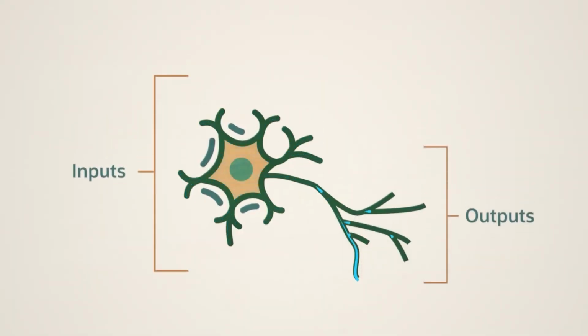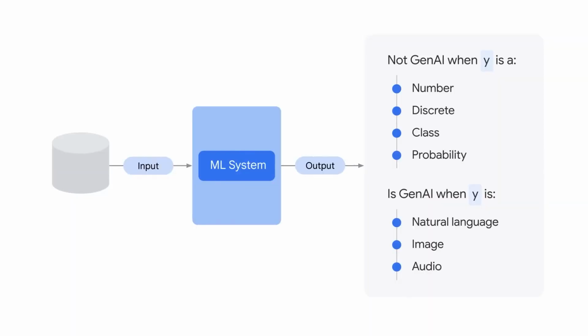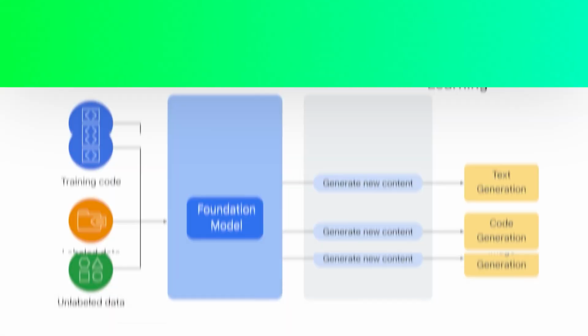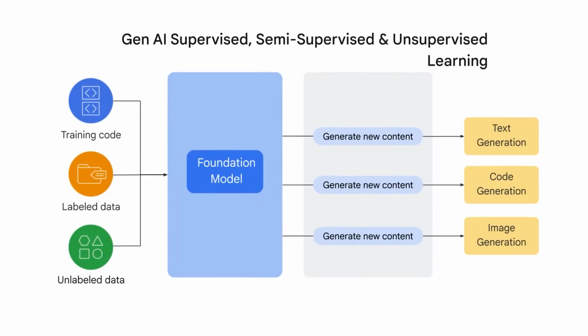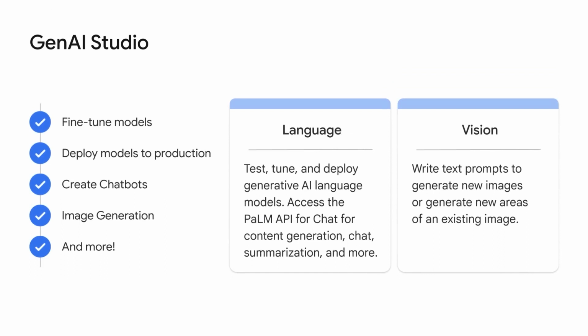So, let's connect the dots. Generative models are the game changer here. They can generate new data instances, whether it's text, images, audio, you name it. It's like having your AI buddy not just understand but create content that speaks to your soul. And to clear up any confusion, if the output is a number or a class, it's not generative AI. But if it's natural language, like speech, text, an image, or audio, welcome to the generative wonderland.